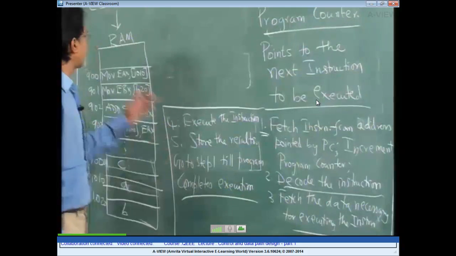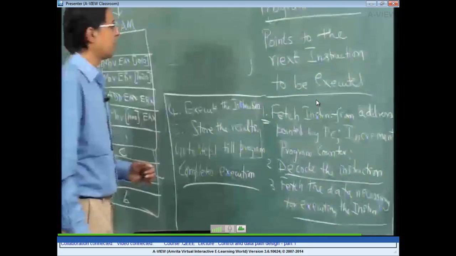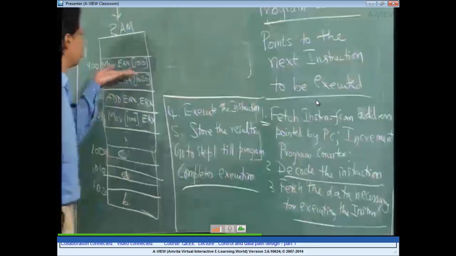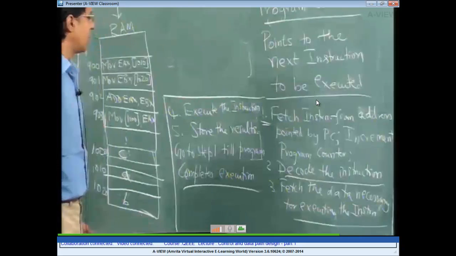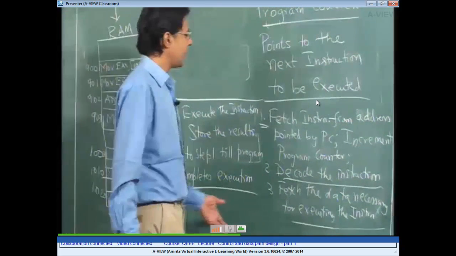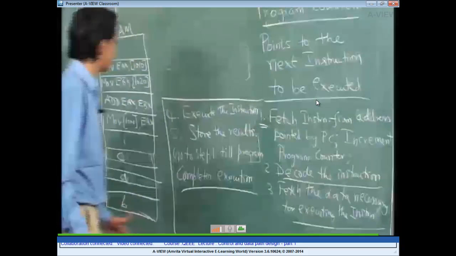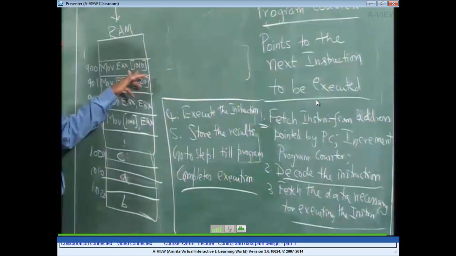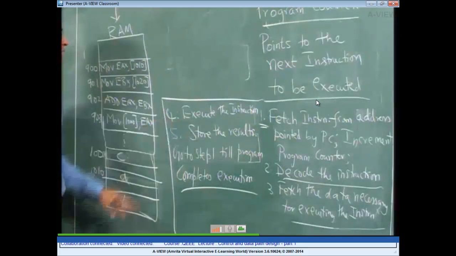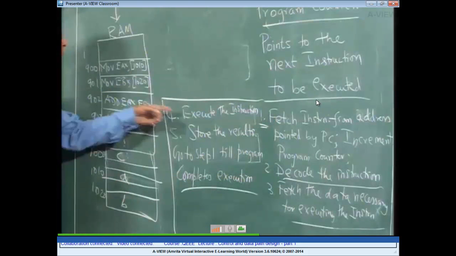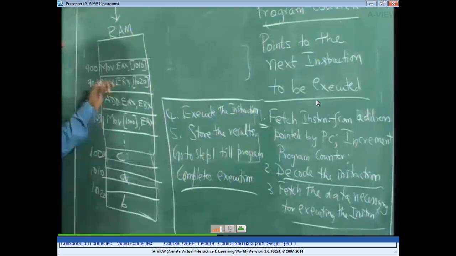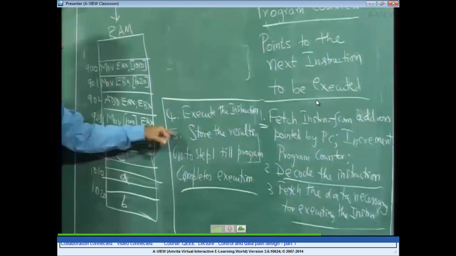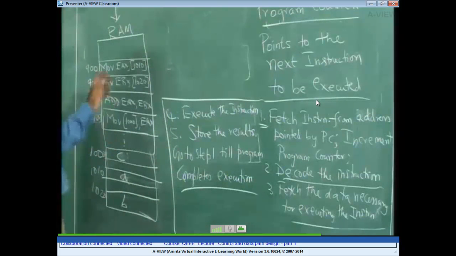So, we start with 900, we fetch the instruction, namely move EAX 1010, we decode the instruction. Once we decode the instruction, then we fetch the data necessary for executing the instruction, namely we fetch 1010. In the case of executing the instruction, we just pass it without any change to the register unit, and in storing the result, whatever we have passed is stored into EAX.